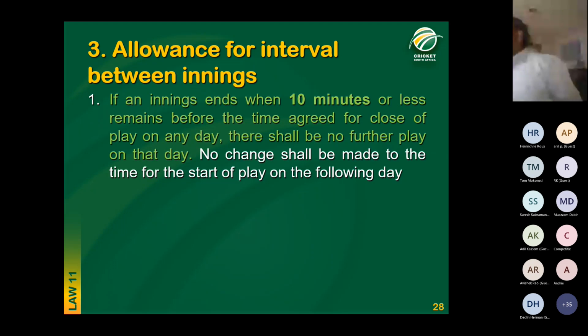Just a quick example to illustrate the point. Let's say close of play is 5 o'clock. At 16:52, side A gets bowled out. What happens next? Usually we take a 10-minute change of innings interval, but here the law guides us. Because this is 10 minutes or less before the close of play of 5 o'clock in our example, that will be stumps for the day, and no change shall be made to the start of play the following day. We will start on time if, let's say, the starting time is 10 o'clock.